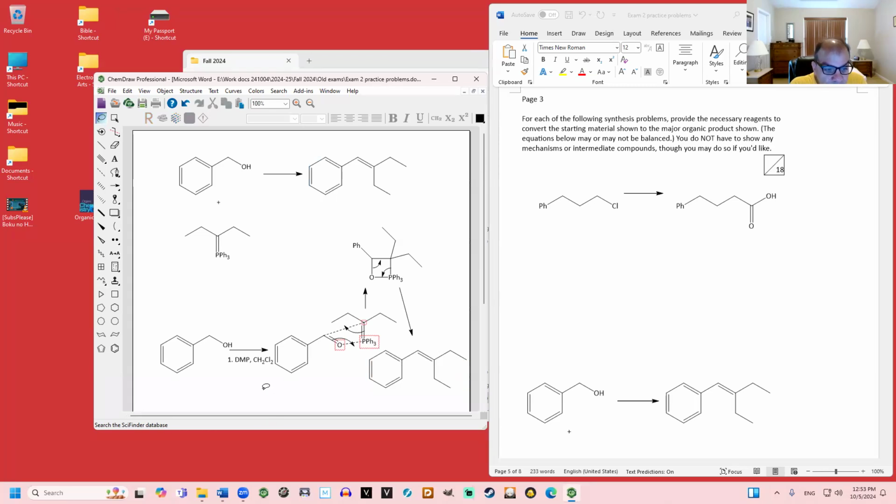So it's done in two steps. First, you treat the primary alcohol with an oxidizing agent like Dess-Martin periodinane. That's a milder oxidizing agent. That oxidizes the primary alcohol to an aldehyde and no further.